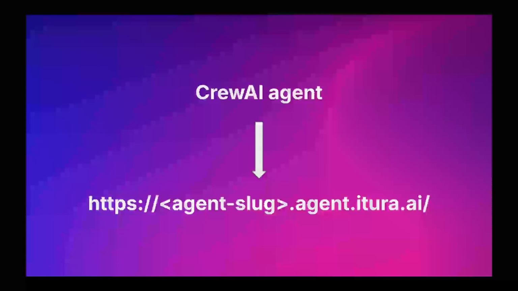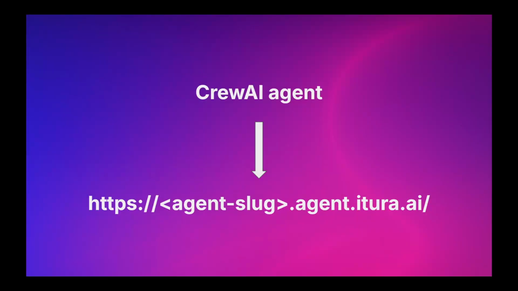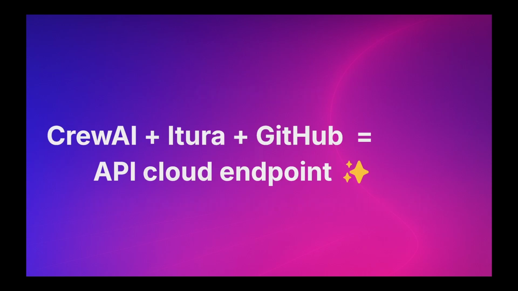And that's basically it. We've deployed our CrewAI agent to a serverless cloud endpoint. It's now accessible via an API, ready to be integrated or used on demand. And remember, because we linked it to GitHub, if we need to update our agent's logic or add features, we should just push the code changes to our repository. The Itura platform will automatically pick them up and redeploy the new version.